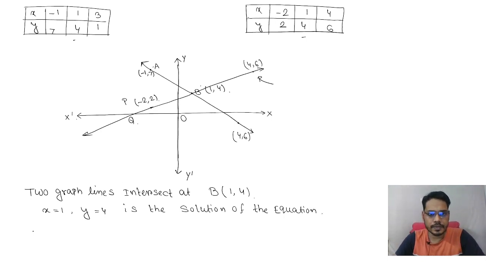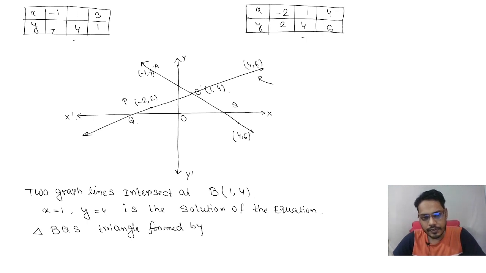So you can find the triangle is there. Suppose it is S. So there is a triangle formed that is BQS. Triangle formed by the x-axis and B point. So this will be the shaded region of the triangle.